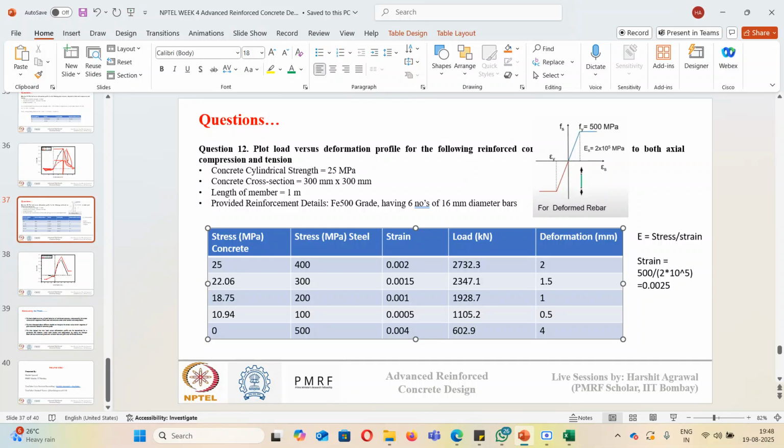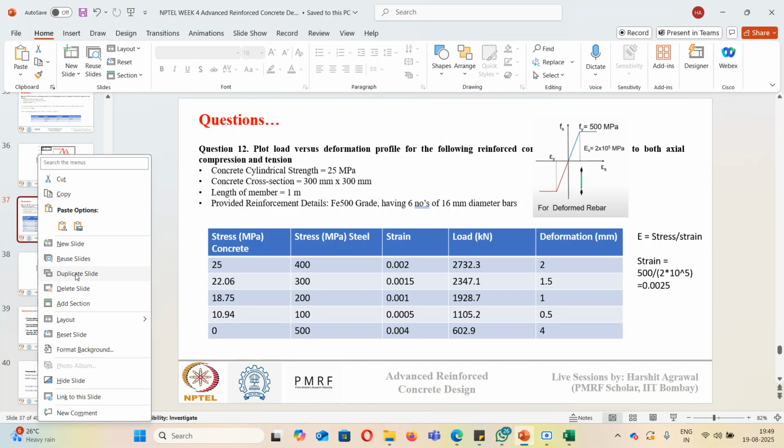So you can see here it is not dropping to zero. Steel is there, which will still contribute to some stress bearing load carrying capacity. Okay, so this is for compression. Now we'll do the same thing for tension.